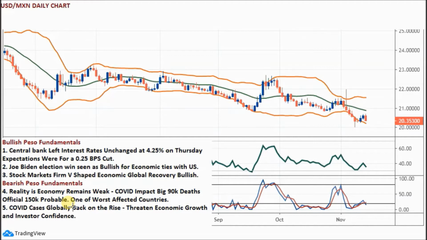Now, in terms of global COVID cases, they're kind of back on the rise. I mentioned that when I was doing the weekly chart. And that will threaten economic growth with lockdowns. America's considering a lockdown if Biden gets in, which looks highly likely despite Trump protesting. Europe, they might have to extend. It's bad news, and that can impact investor confidence.